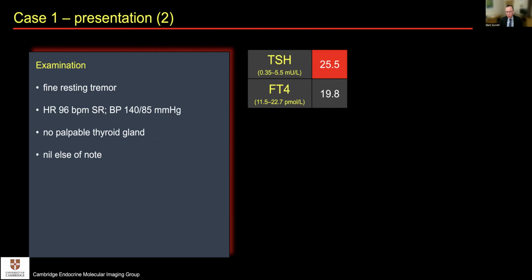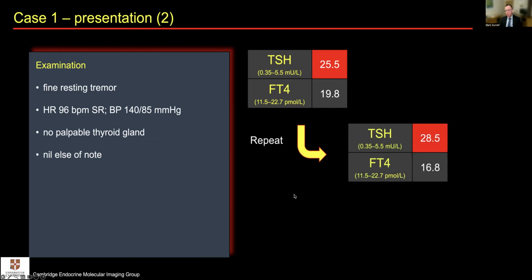So having had normal thyroid function for many years, the TSH was now raised, albeit with a free T4 towards the upper end of the reference range. And this had precipitated a repeat sample, which had confirmed very similar results. I guess the question is, what should we be thinking about next?